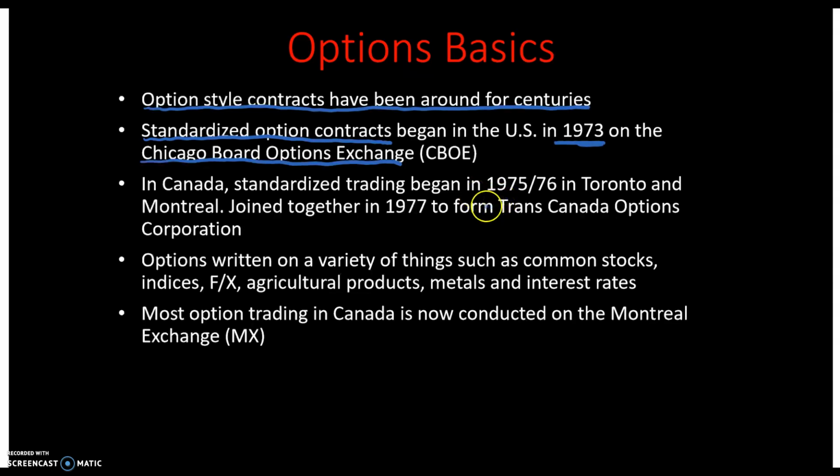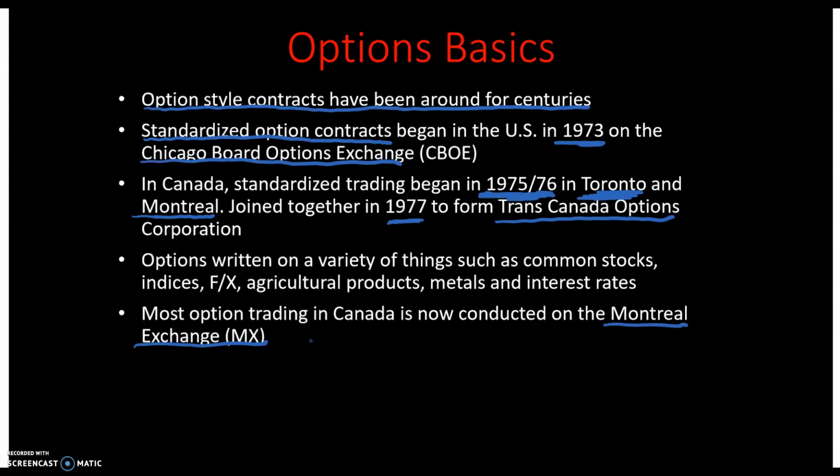In Canada, okay, this didn't really happen. The standardized options exchange in Canada really didn't happen until a little later in the 70s, '75, '76. And options were being traded both in Toronto and in Montreal. Okay, so two separate places. They eventually joined forces together later in the 70s, 1977, and they formed what was referred to as the Trans-Canada Options Corporation. And this is where most of the options were traded in the late 70s. Now we see most of the options over on the Montreal Exchange, okay, the MX Exchange. We see most options in Canada traded there.